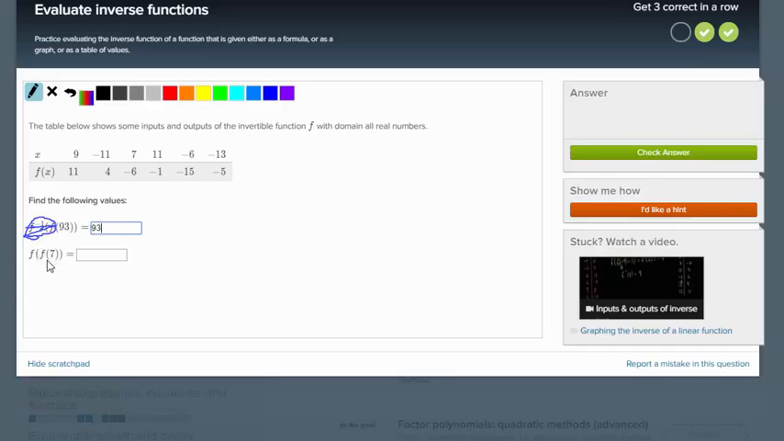F of 7, it says first find f of 7. So my input is 7. My output is -6. So f of 7 equals -6. Now I need to find f of -6. So again, -6 is my input. So my answer should be -15.